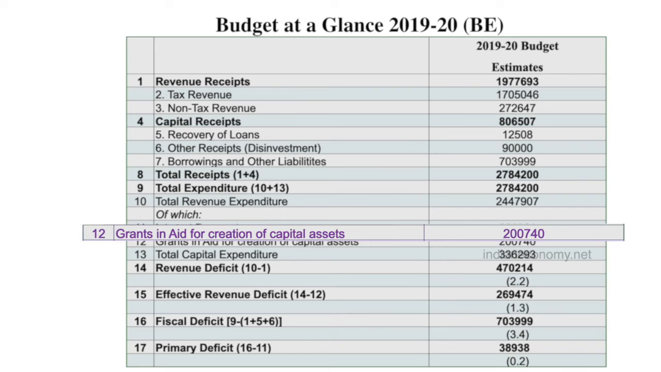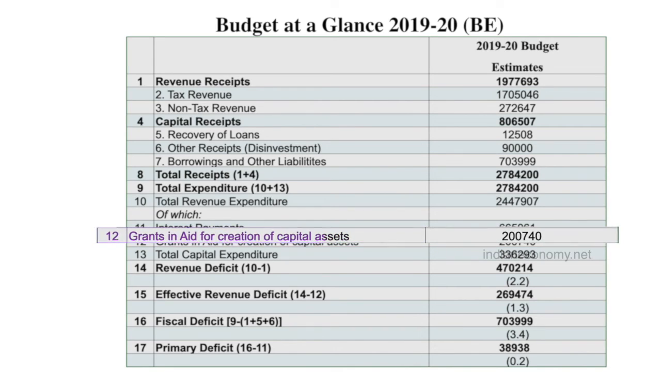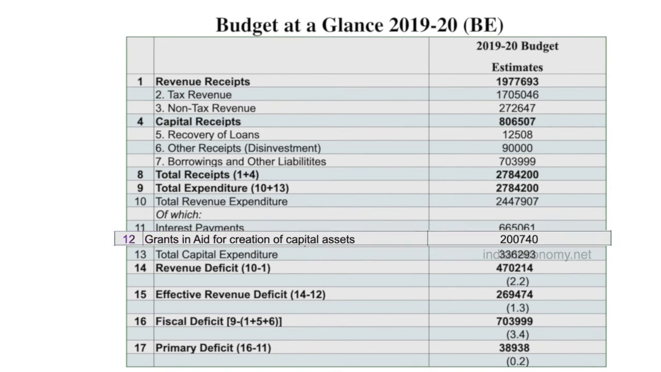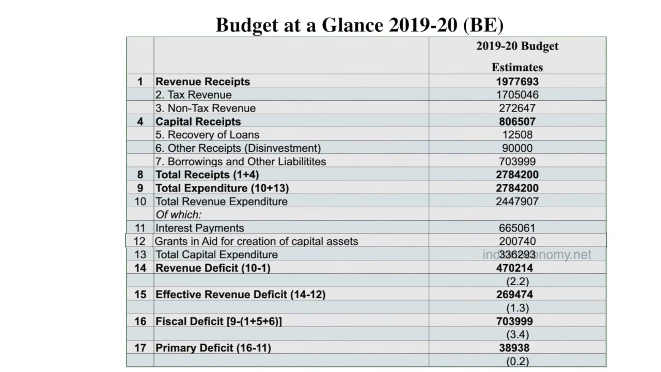So since they are productive, they have to be reduced from revenue deficit to estimate the effective revenue deficit. So the effective revenue deficit is estimated by deducting capital asset creating type of revenue expenditure from the revenue deficit. So effective revenue deficit is equal to 14 minus 12. 12 we have already discussed, that is grants in aid for the creation of capital asset, or those revenue expenditure which are asset creating in nature.